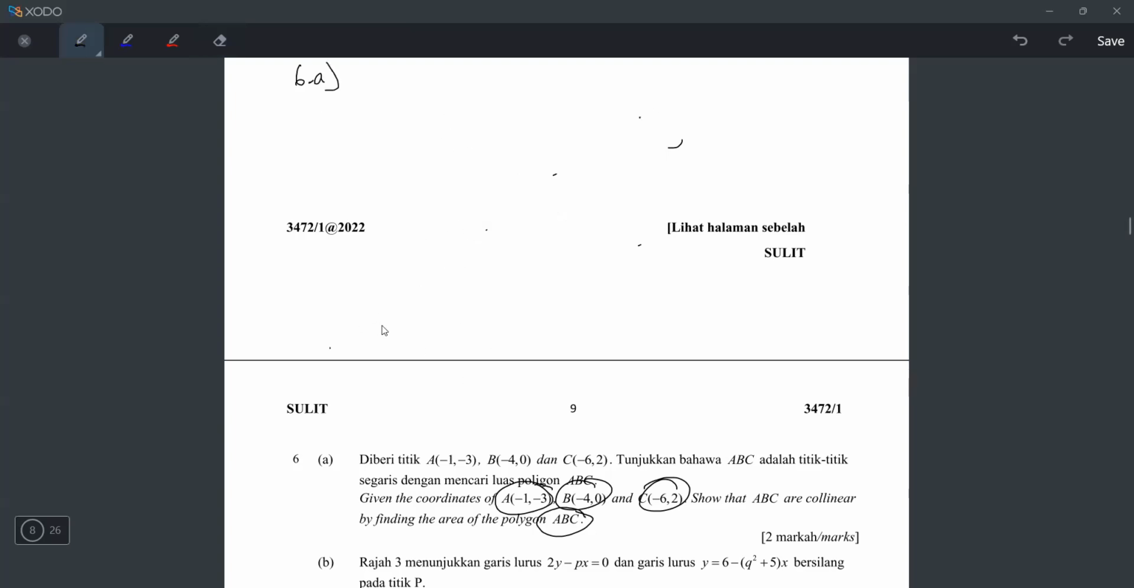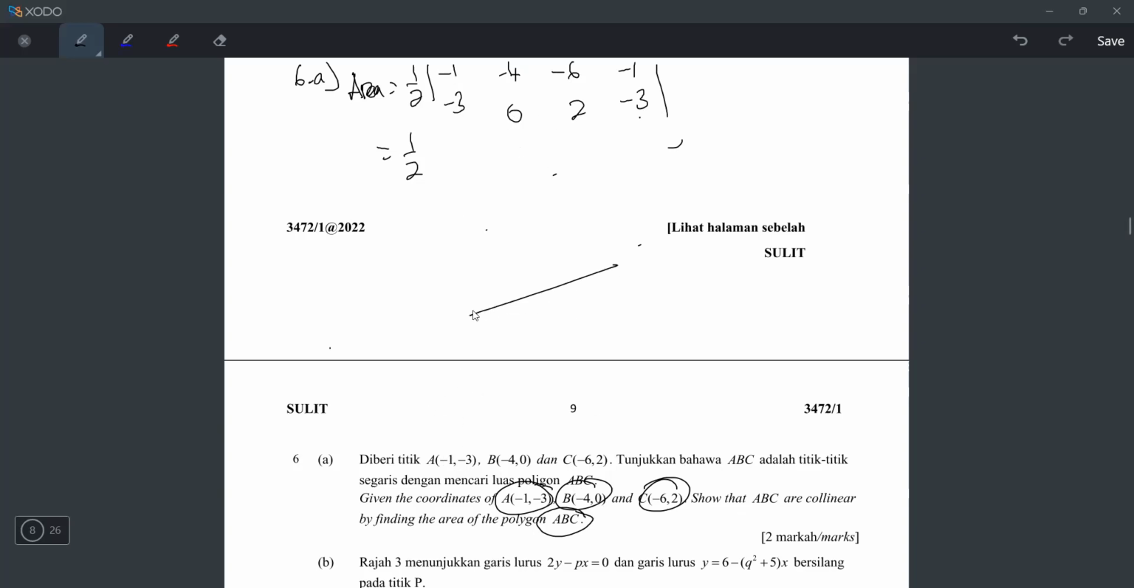And after you get 0, you just write shown. Then it's done. So we'll try to find the area equals 1 over 2 modulus, and then -1, -3, -4, 0, -6, 2, and then repeat the first one, -1, -3. And hopefully you get 0. Because if they are truly collinear, then there shouldn't be any area, right?